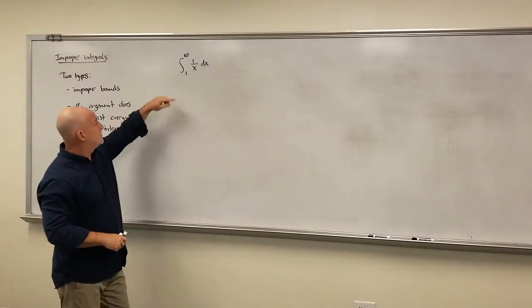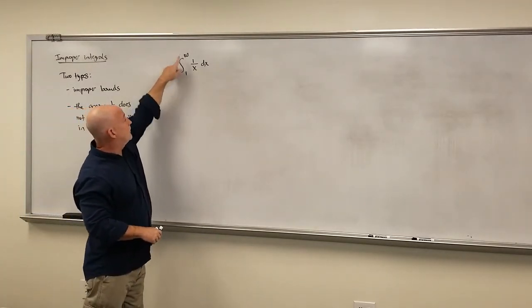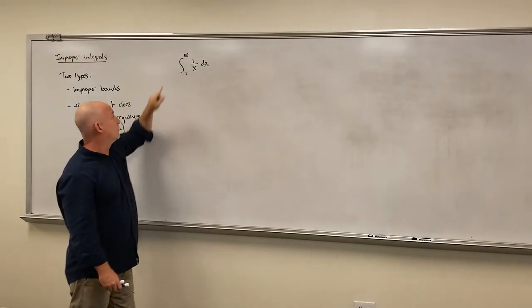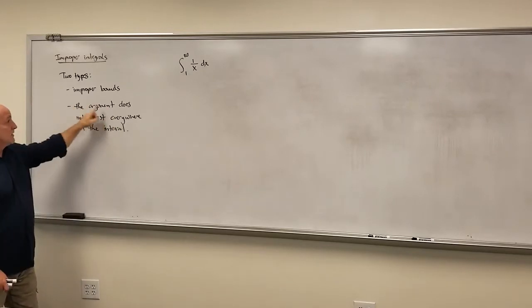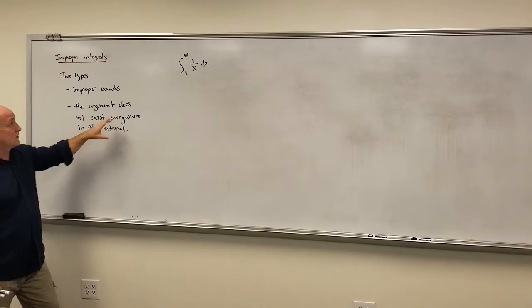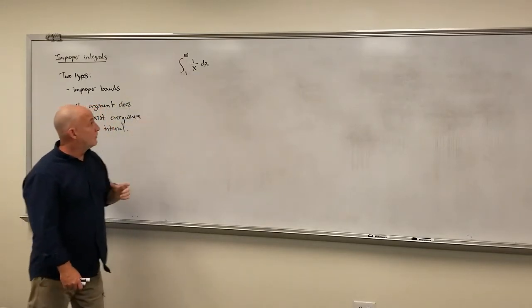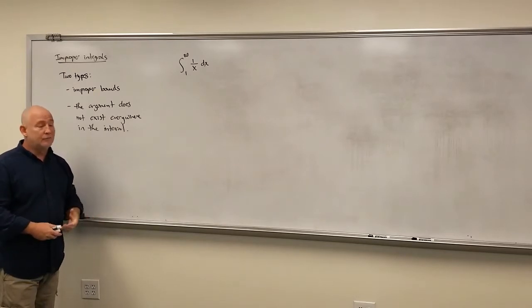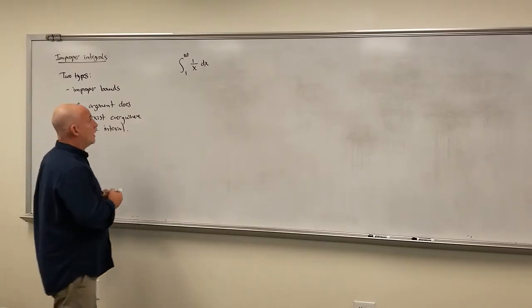So the only thing that makes this integral improper is the infinity, because 1 over x exists for all the values from 1 to infinity. Now, if it didn't exist in that interval, it would also fall into this second case, where the argument doesn't exist on that interval. But this one does exist. So how do we handle an improper bound? Well, it's pretty simple. Let's do this.